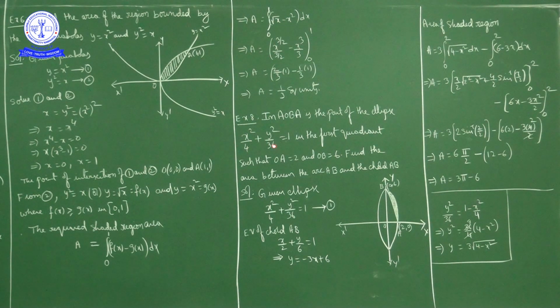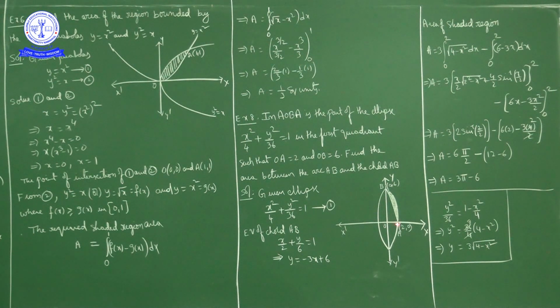So here b greater than a, so this is a vertical ellipse. Now this ellipse intersects the x axis at (2, 0) and (-2, 0), and the y axis at (0, 6) and (0, -6). Now what is marked here?